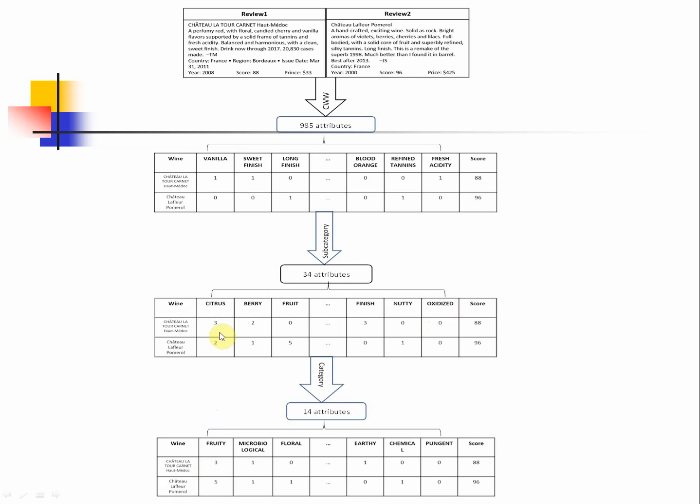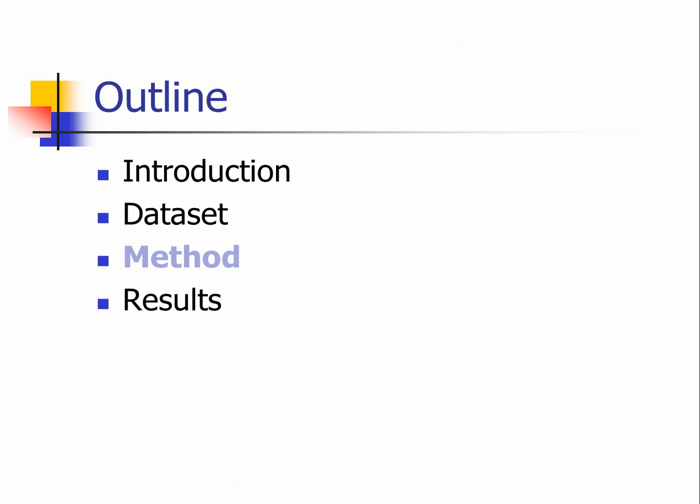In the end, we try to normalize the value by the maximum and minimum of the column of the attribute. So in other words, after all 14,000 wines have been processed, for the column of fruity, we will normalize all the values to be between 0 and 1. Therefore, you will have 0 to 1 values in the category, 0 to 1 values in the subcategory, and binary values in those 985 attributes. So that is how we generate our data set.